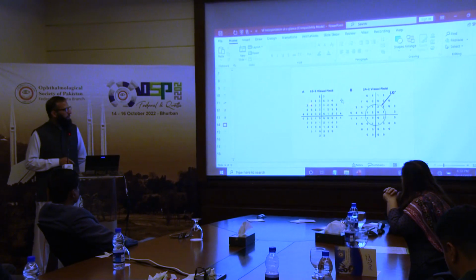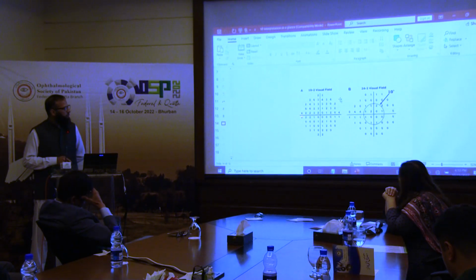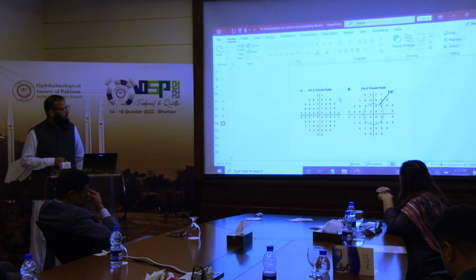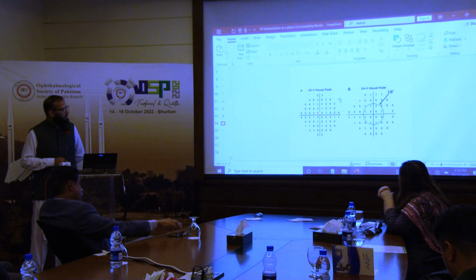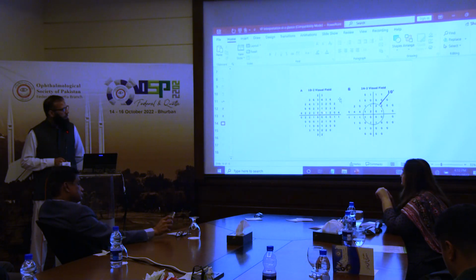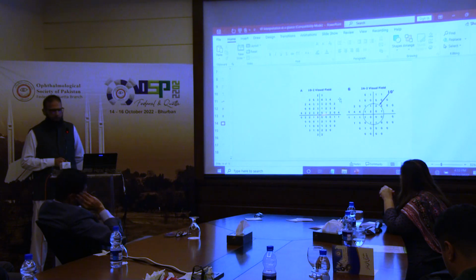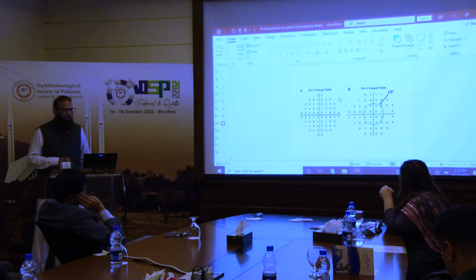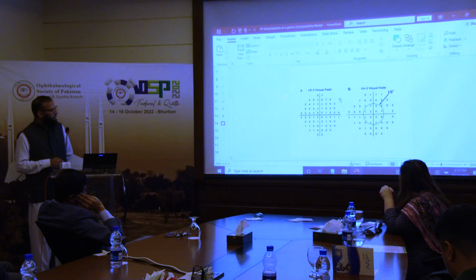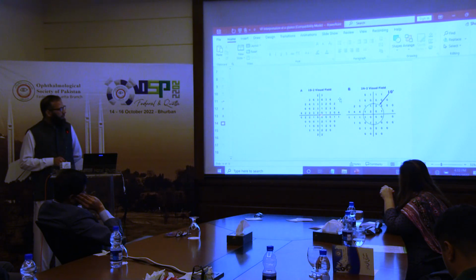In 30-2 or 10-2, the starting points are not on the vertical and horizontal meridians, but are at an offset of 3 degrees here and 3 degrees here, a 6 degree gap. Okay, this is 30-2.